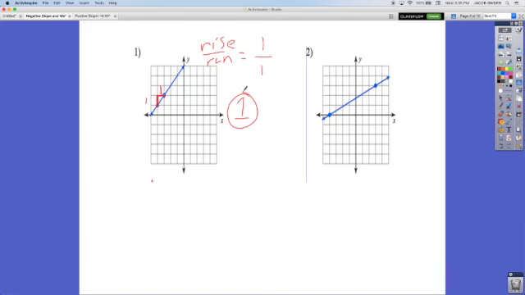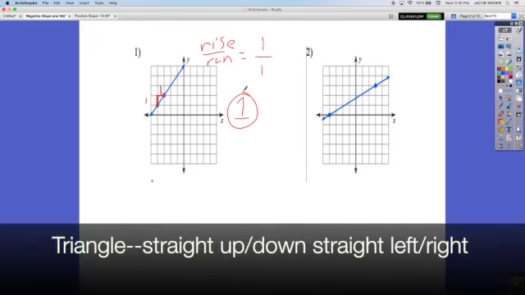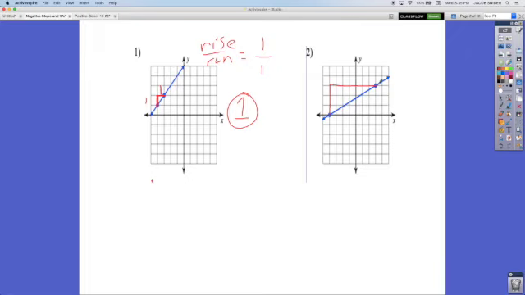Okay? Not too bad there. All right, what about number 2? Same idea here. Let's make it a triangle. Straight up, we're making a right triangle. Straight up, straight over. Let's go ahead and count our boxes. 1, 2, 3. 1, 2, 3. Count over. 1, 2, 3, 4, 5, 6, 7. So that makes our slope rise 3, run 7.